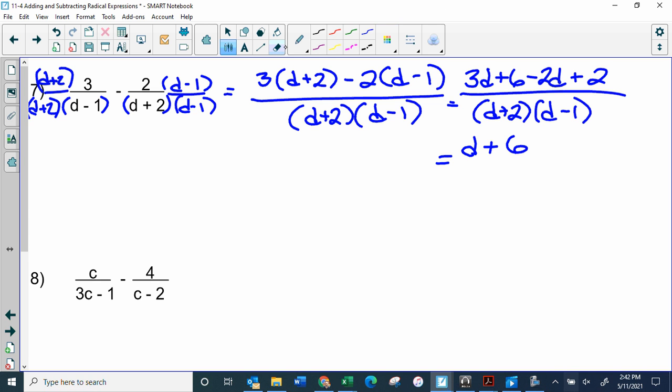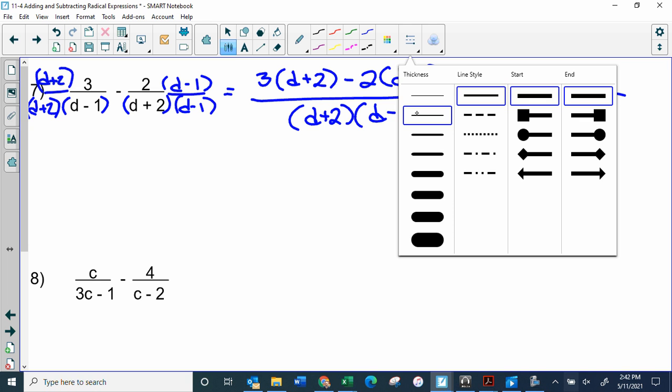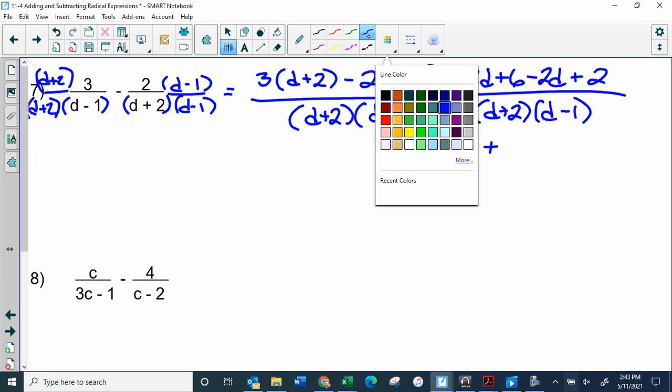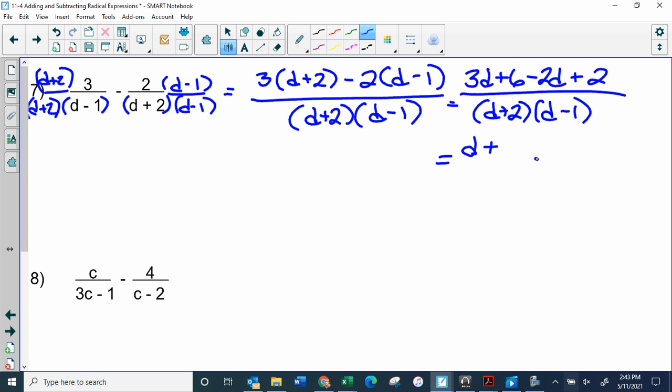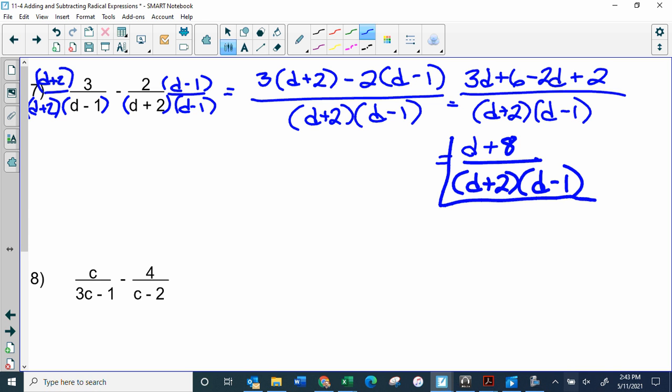And I don't know why I wrote a 6. I was thinking about something else. Make it blue. Okay. So 6 plus 2 is 8 over d plus 2 times d minus 1. And there you go. Can't simplify that any further.